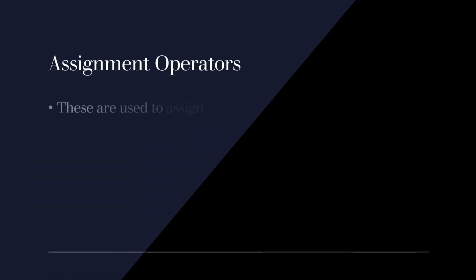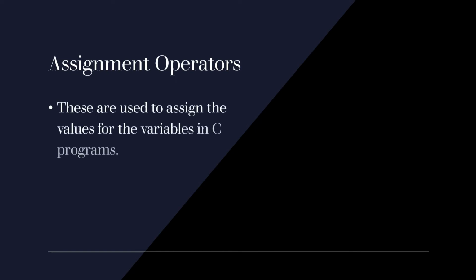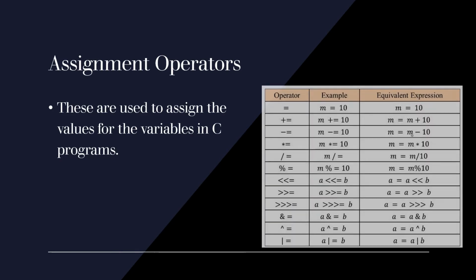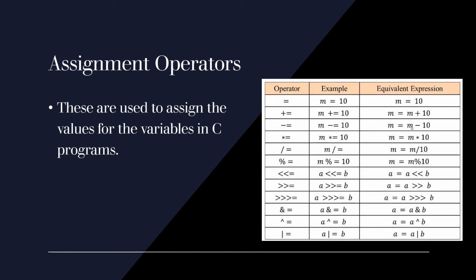Assignment operators. These are used to assign the values for the variables in C programs. For example, we can look at the image shown on the screen. The first column represents the operators and the second column represents the examples where those operators are used, and the third column represents the resultant equivalent expression by using the respective operators on the given examples.